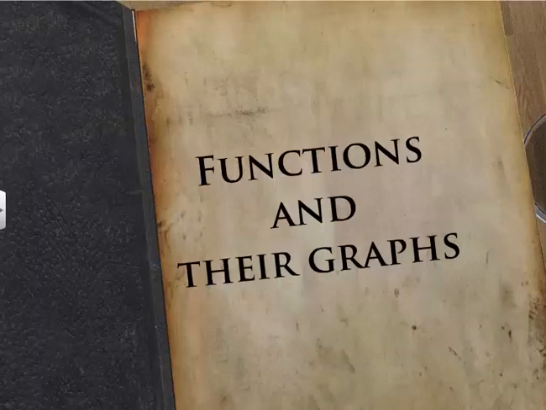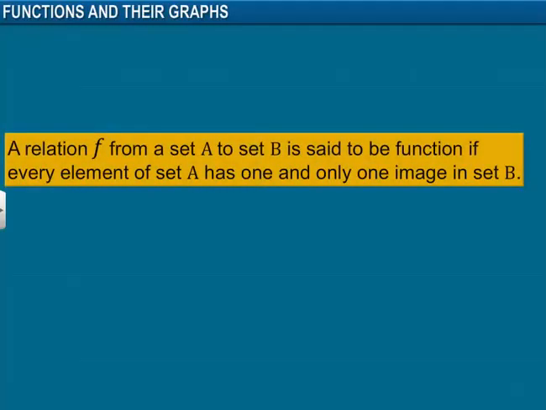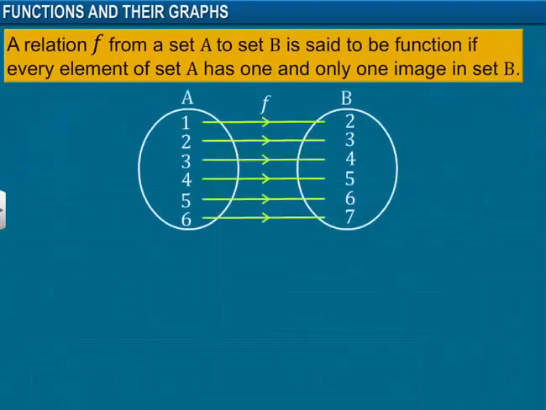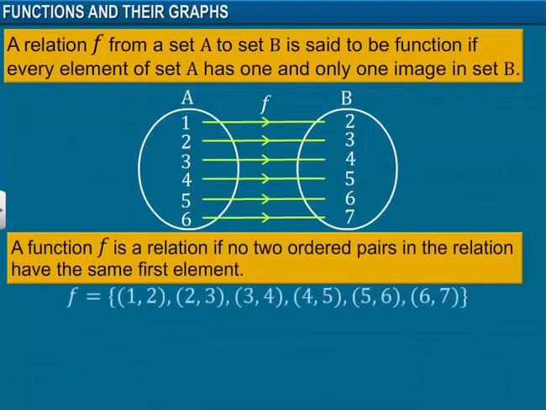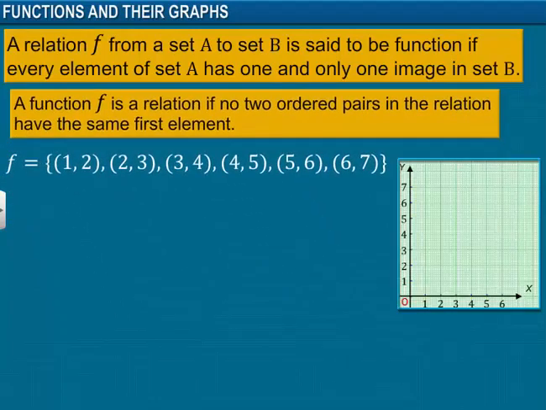In this module, you will learn about different types of functions and their graphs. The relation f from a set A to set B is said to be a function if every element of set A has one and only one image in set B. In other words, a function f is a relation if no two ordered pairs in the relation have the same first element. A function that is a relation between two sets can be represented graphically because it is the set of ordered pairs and can be plotted on the Cartesian plane.